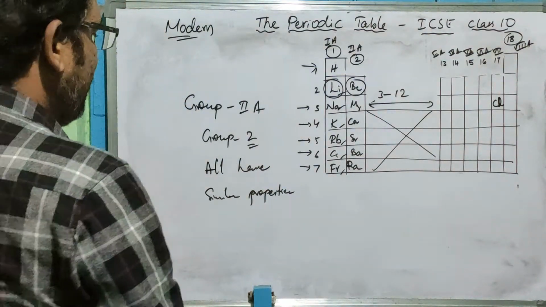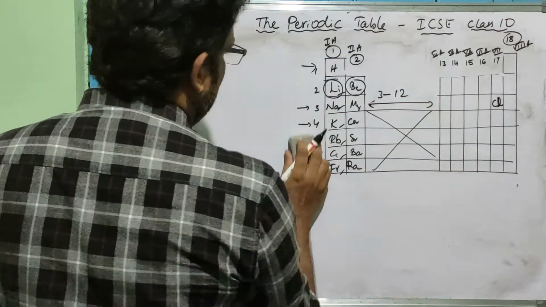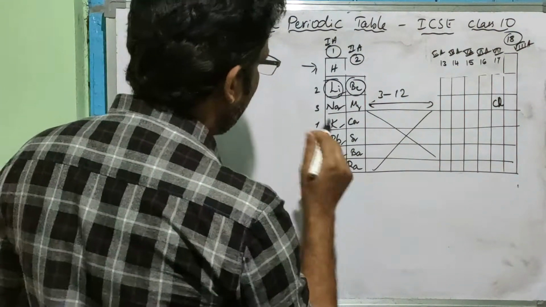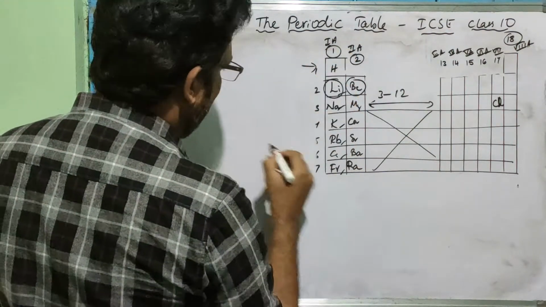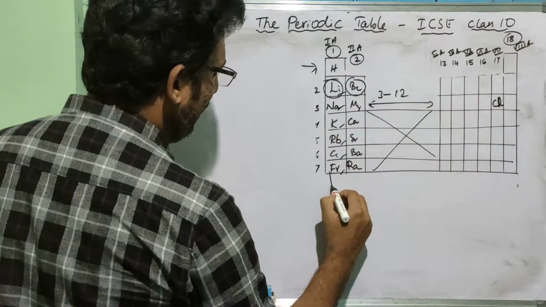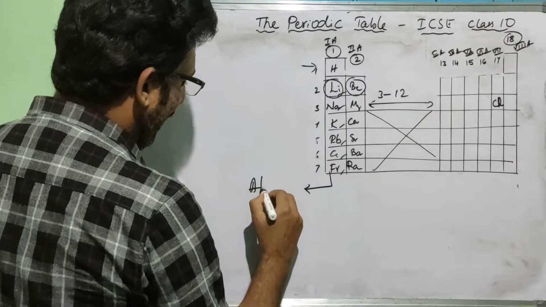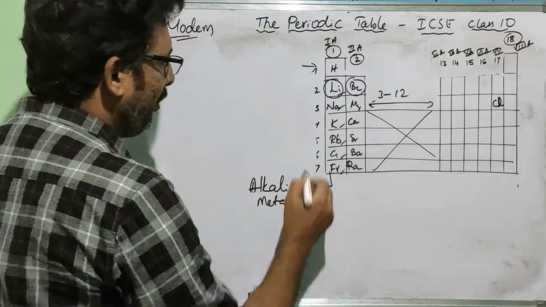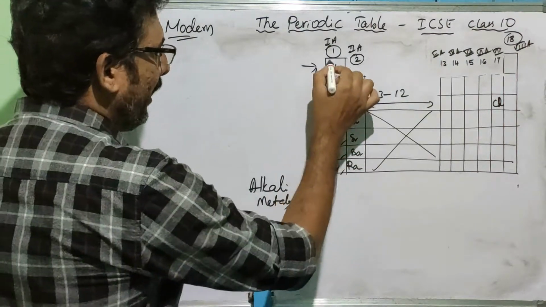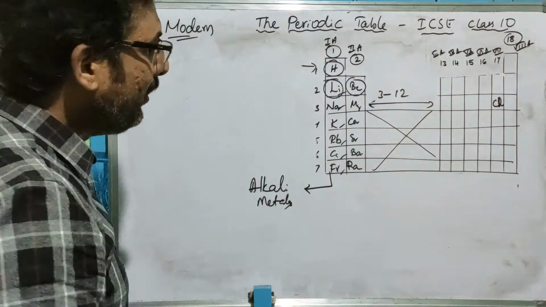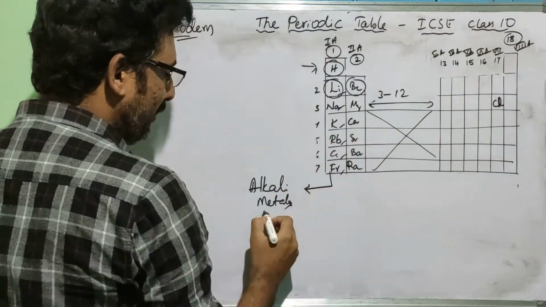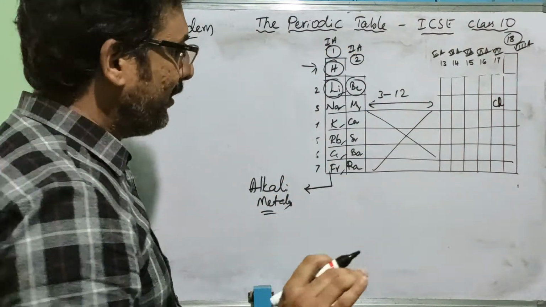And let's see the classification of the elements, or the classification of the groups. Okay, so here the group 1 elements are called alkali metals. So in this group 1, all are metals except this hydrogen. Except this hydrogen, all these group 1 metals are called alkali metals.